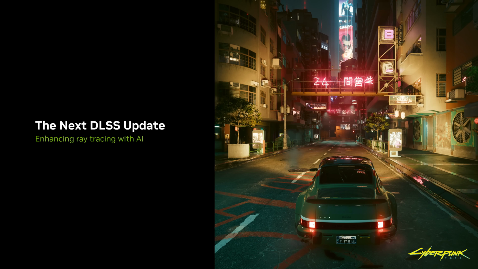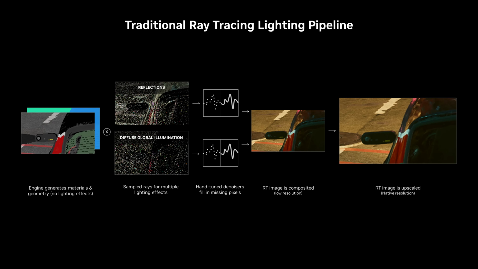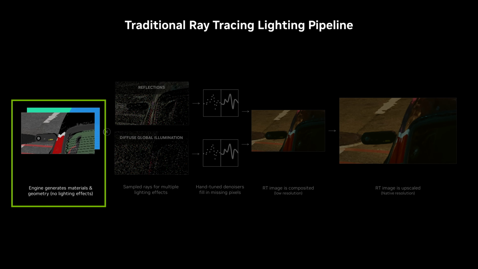Today, neural rendering takes the next big step forward with DLSS 3.5. DLSS 3.5 improves ray tracing with a new AI model that is more accurate and more beautiful than traditional rendering methods. Let me show you how. First, we need to understand how a ray-traced image is computed. The game engine has the materials and geometry for the scene, but that doesn't tell us how the scene looks because we haven't computed how all the lighting interacts with the scene.